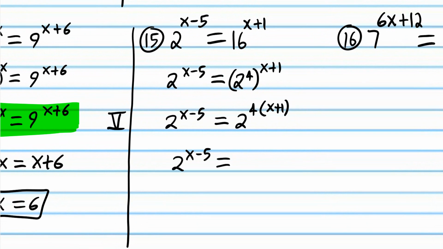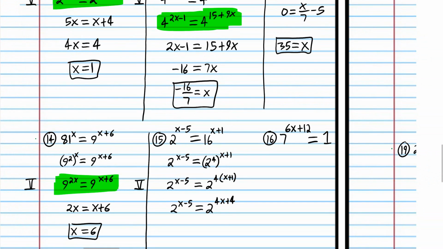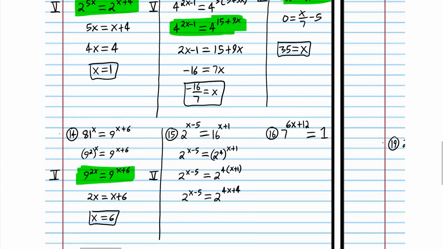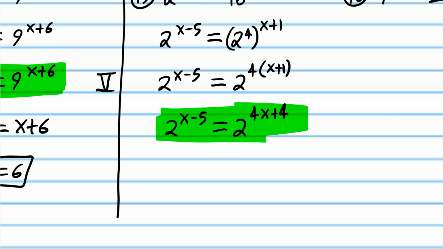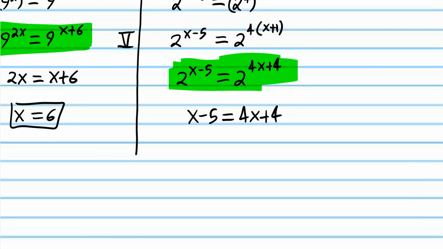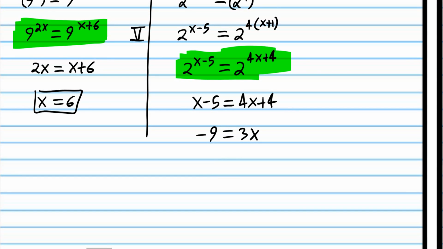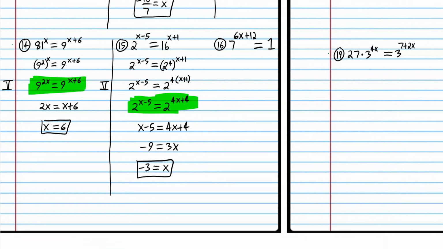Okay, so now we need to use the distribution property. So 4 times x plus 1 is 4x plus 4. And now we have that critical expression there. So x minus 5 is equal to 4x plus 4. Subtract x from both sides, and we get 3x on this side. Subtract 4 from both sides, we get negative 9. And x is equal to negative 3. So if you got that answer, good job.